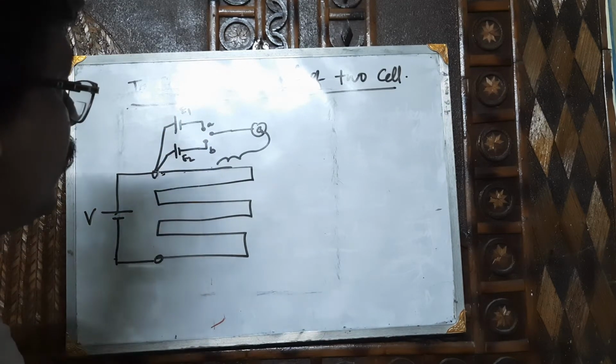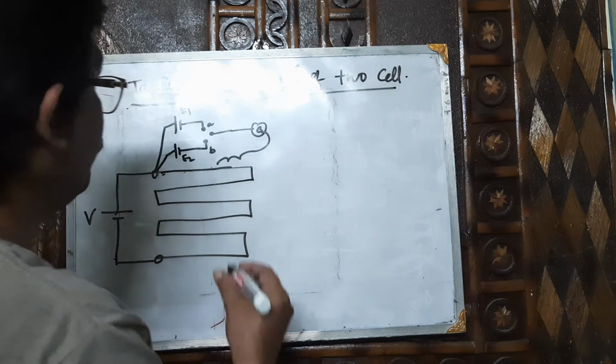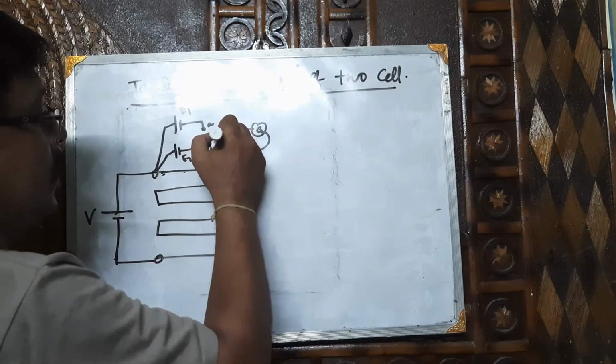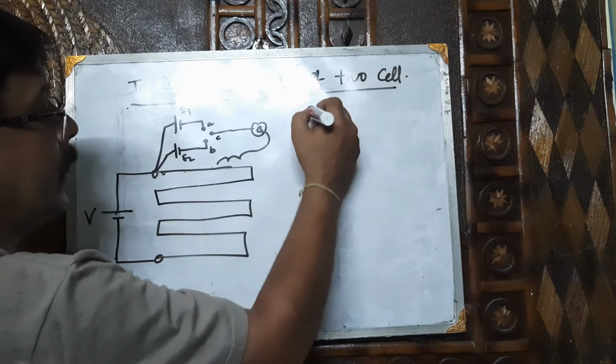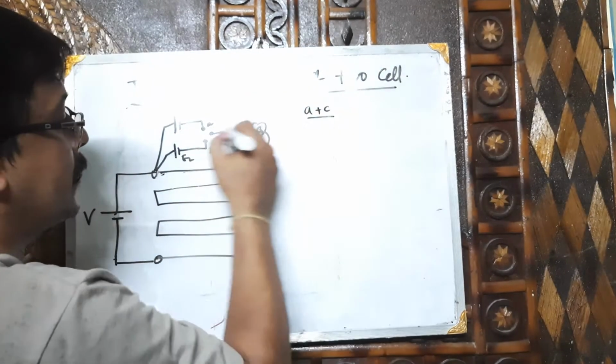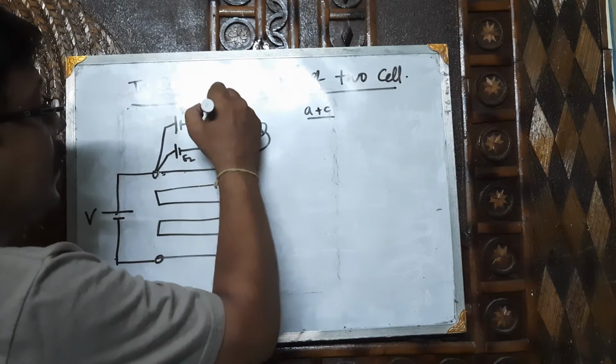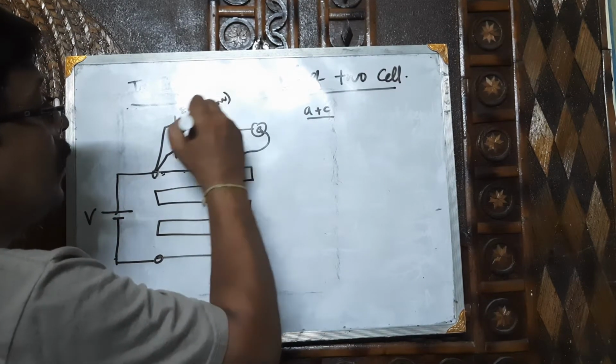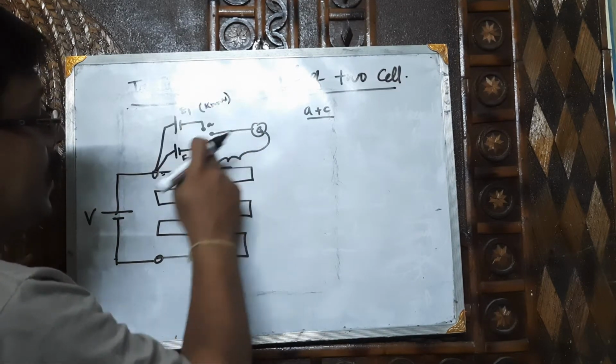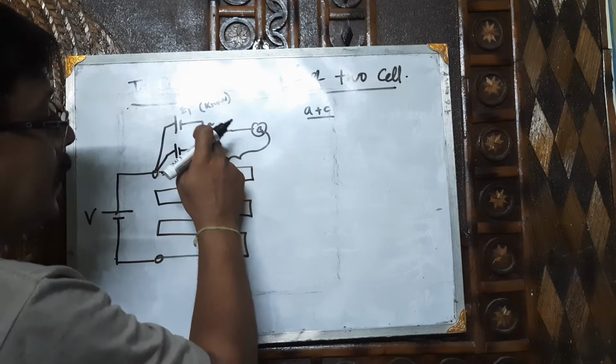So how to do this one? First of all, you just do this thing. You connect this, suppose it is C point, A and C. If I connect A and C, A and C are connected. Then the battery E1, which is known. So E1 voltage is passing, E2 is now off because C is connected with A.